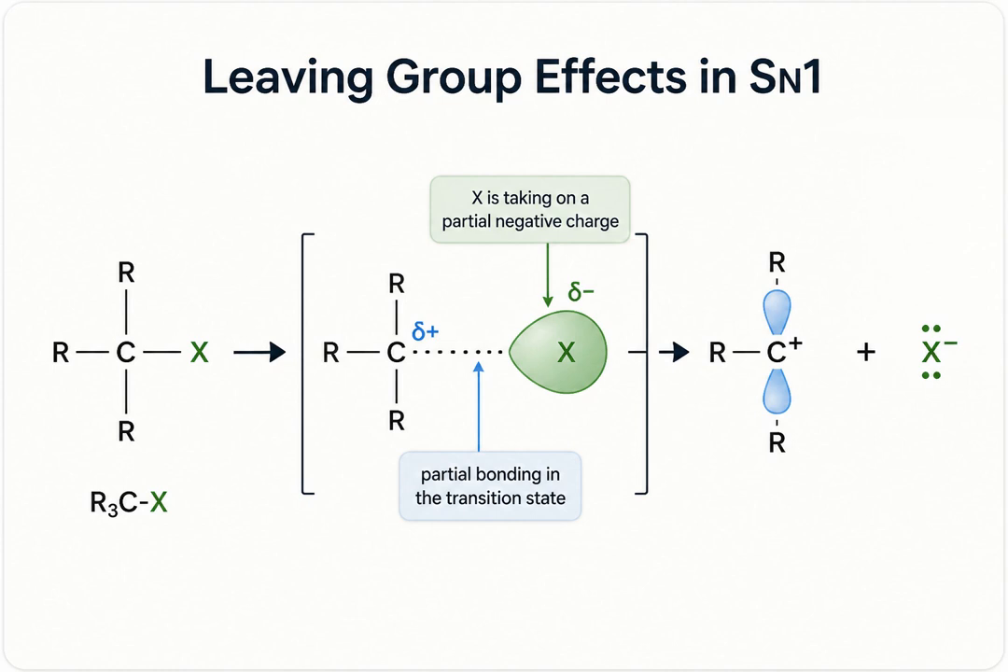A highly polarizable leaving group, such as iodine or bromine, helps stabilize this transition state through partial bonding as it departs. Furthermore, a good leaving group must be stable once it is fully detached with the bonding electrons, meaning it should be a weak base. So excellent leaving groups accelerate both SN1 and SN2 pathways.